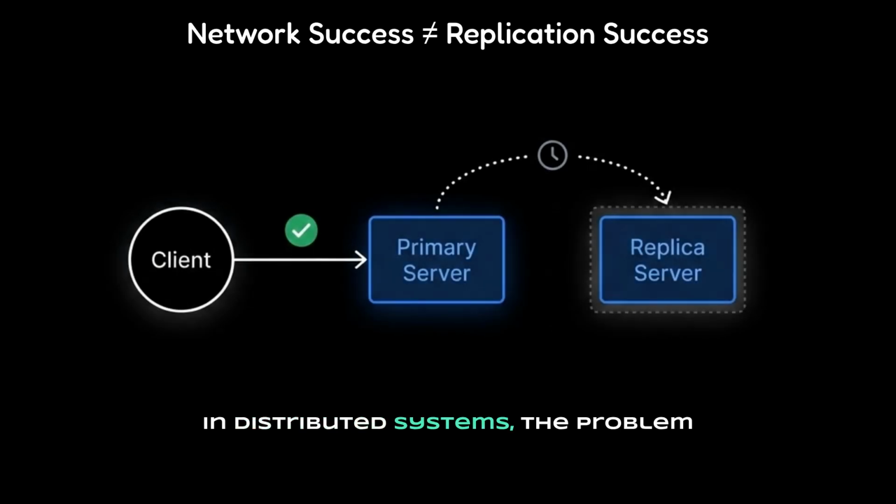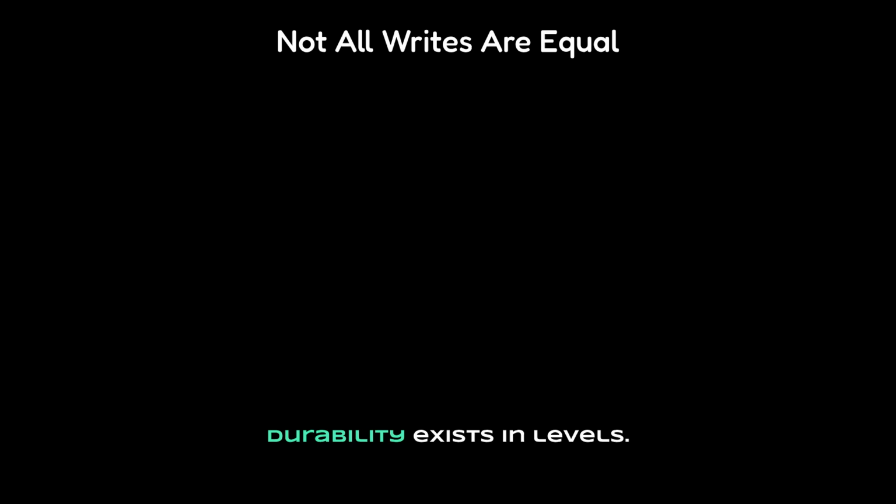In distributed systems, the problem compounds. A primary node might acknowledge the write before replicas receive the data. If the primary crashes before replication completes, the cluster can lose the latest update. This is why systems define write concerns and replication guarantees. Acknowledgement might mean written locally, but not replicated safely. Durability in distributed systems requires consensus, not just receipt. The difference between single-node durability and distributed durability defines real-world reliability.